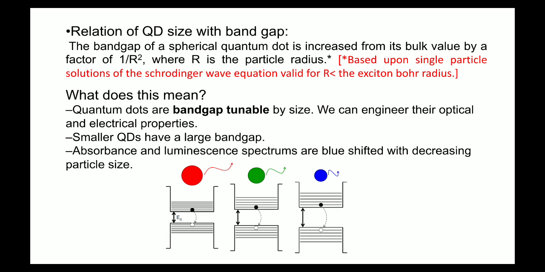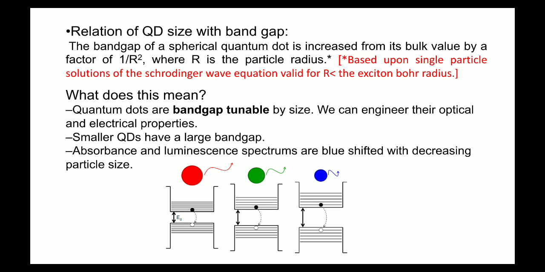So how can we understand this? Let us see. Quantum dots are band gap tunable by size. What does it mean? It means that if we want to change the band gap of the quantum dots, we have to change its size. We can engineer their optical properties and electrical properties. Once you understand this, you are able to engineer its optical and electrical properties. It means how much band gap do you want? Accordingly, you can tune the size of the quantum dot.